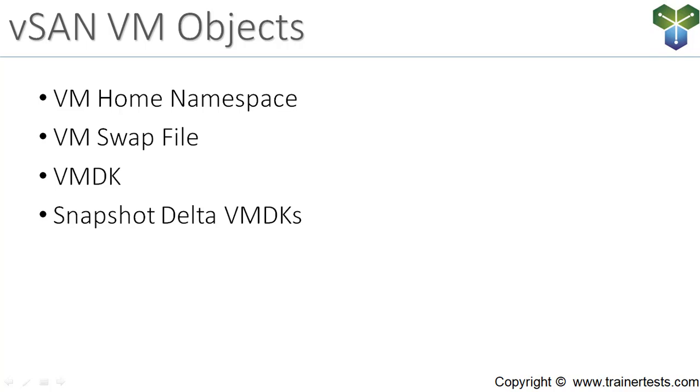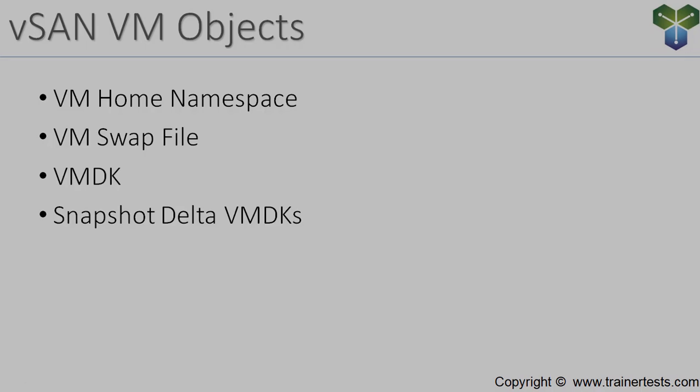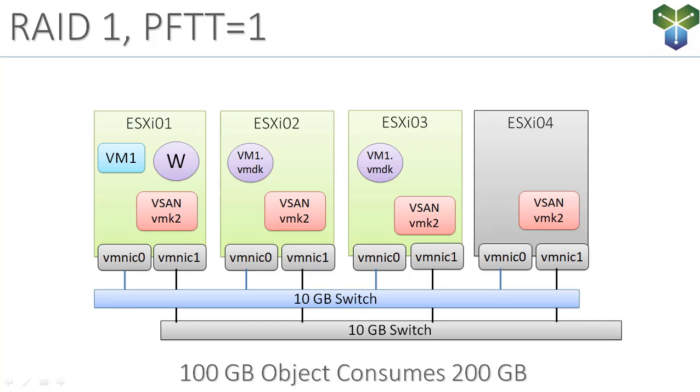The VM swap file, that's the swap file. Now, this is created when a virtual machine is powered on, just in case there is memory contention on the host. The VMDK, that's the virtual disk of my virtual machines. And the snapshot delta VMDKs are created whenever a snapshot is taken of a virtual machine. So we have all of these objects that have to be stored for a virtual machine.